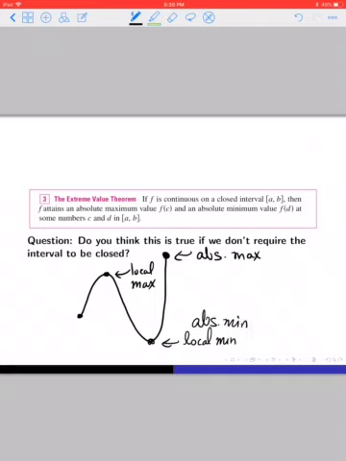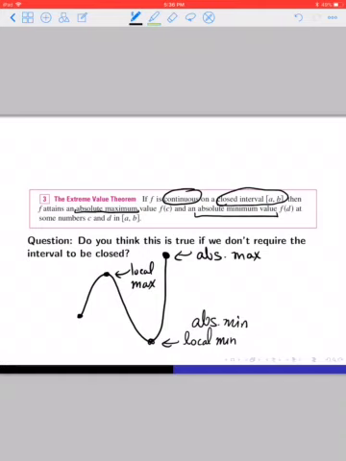So we talked about these ideas in class on Thursday, and we didn't get to this theorem, which is called the extreme value theorem, which is pretty cool. It says that no matter what function you have, as long as it's continuous and on a closed interval, then you're guaranteed to have both an absolute max and an absolute min.